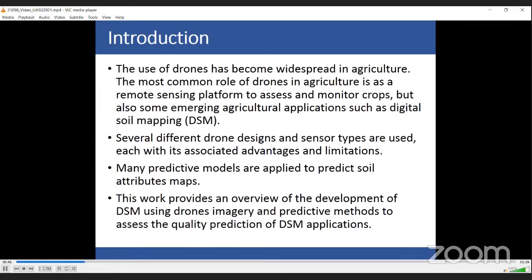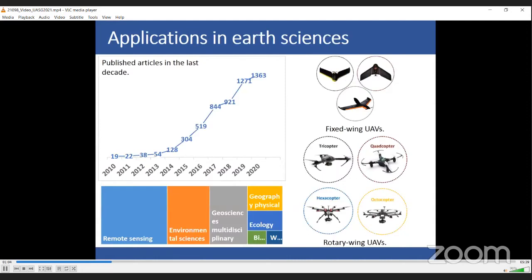Many predictive models are applied to predict soil attribute maps. This work provides an overview of the development of digital soil mapping using drone imagery and predictive methods to assess the quality of prediction. In the last years, there have been many article publications using drones, especially in earth science. There has been an increasing development in platforms and sensors.